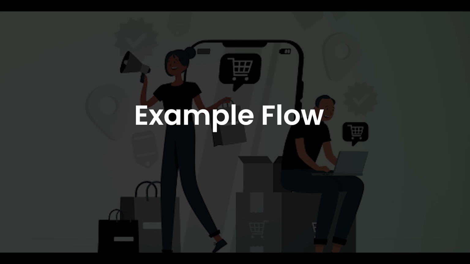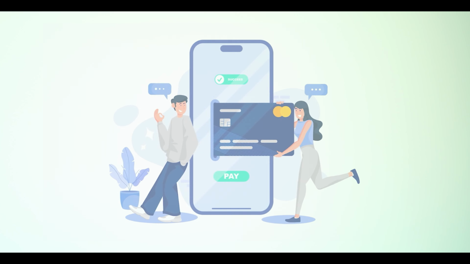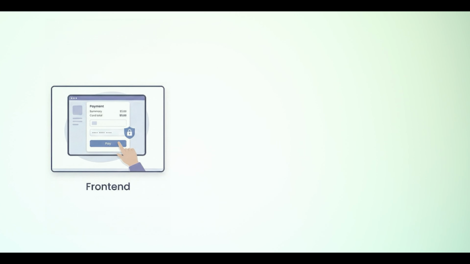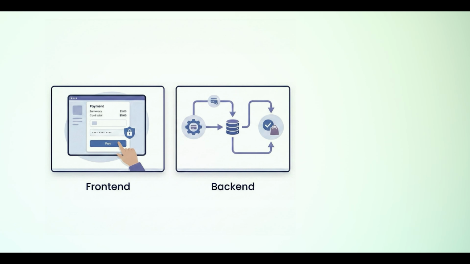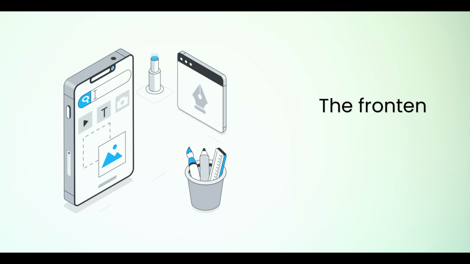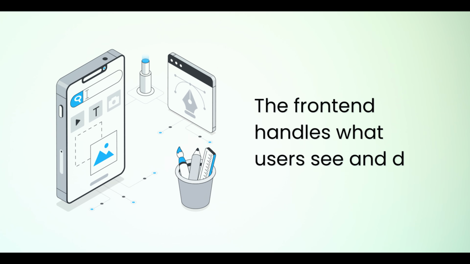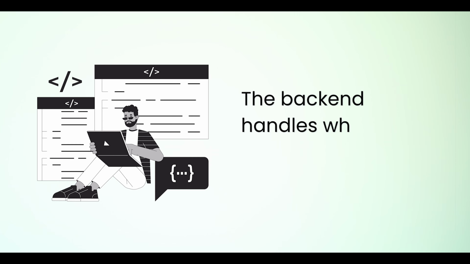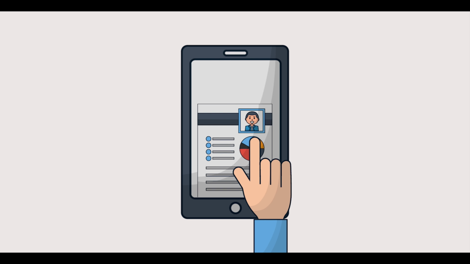Example flow, online purchase. When you buy something online, the front end sends payment details securely through an API. The back end validates the transaction, updates inventory, and records the order. The front end handles what users see and do. The back end handles what the system knows and decides. Together, they make the application work.